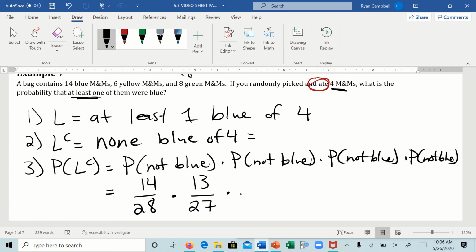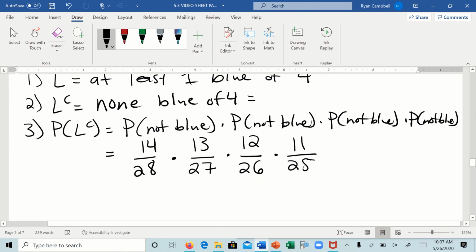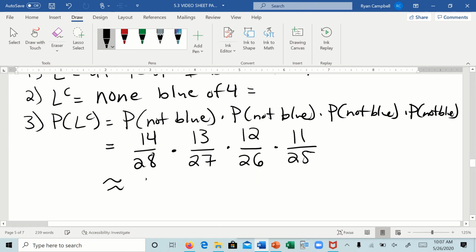If we do it again, now you've eaten 2 M&Ms. So there's, again, one less M&M, and there's one less not blue M&M. And then again, it'd be 11 over 25. There's one less M&M, one less M&M that's not blue. When you multiply these together, you should get about 0.049.